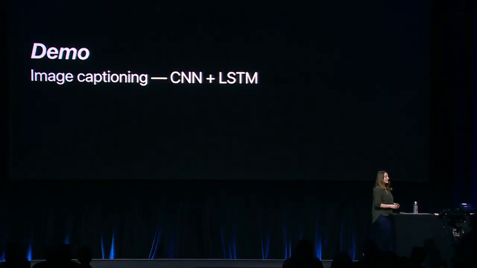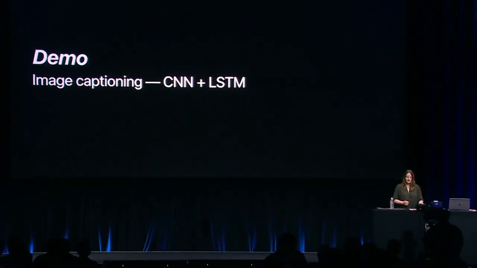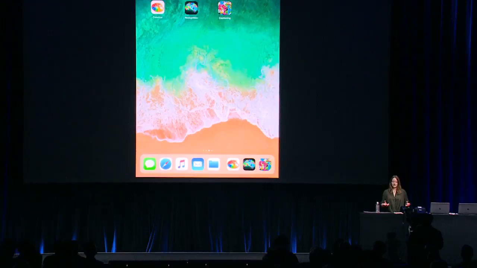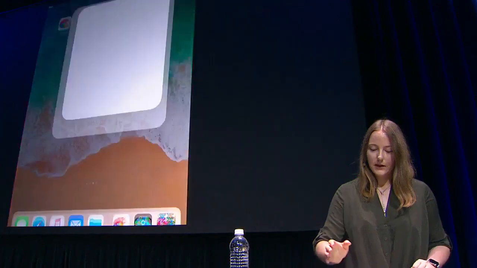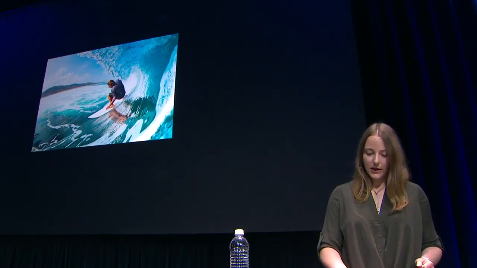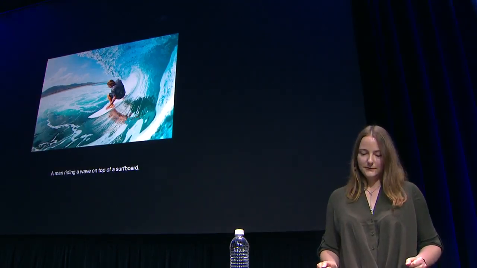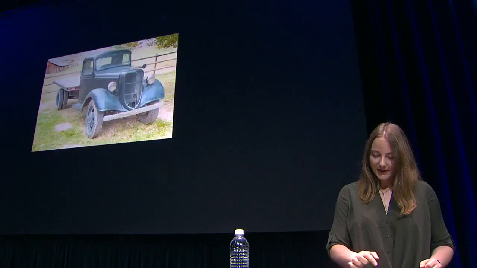So let's now do a demo. We'll do a demo of the captioning network. So we have a collection of images here. And as soon as I tap on an image, the CNN will run to determine what is depicted in the image. And then an RNN will run to generate the actual caption. So let's try it out. A man riding a wave on top of a surfboard. So we already know this.